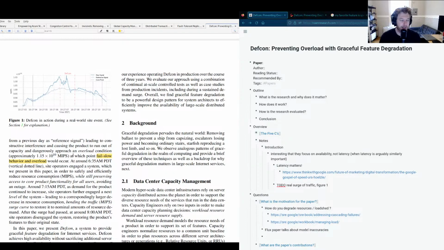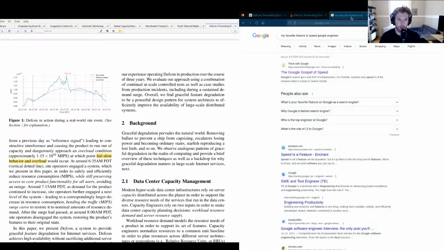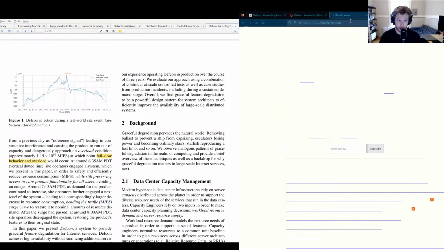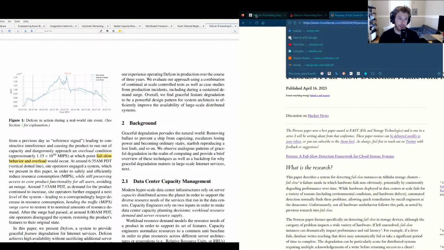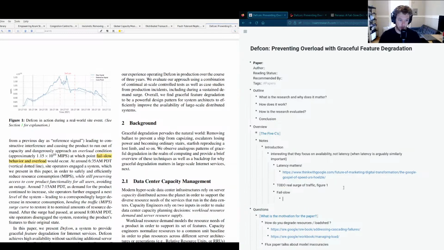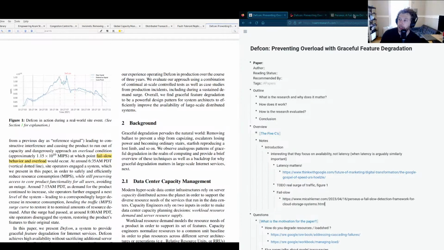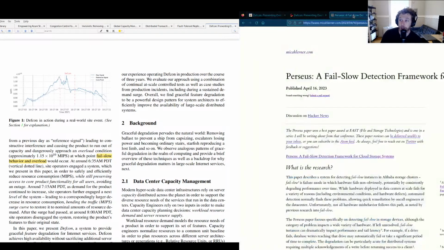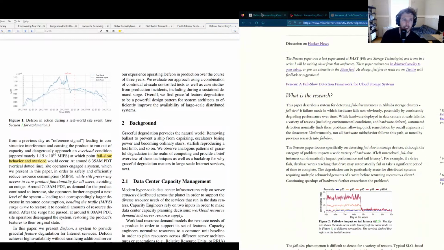I'm wondering if they're saying fail slow. So fail slow generally means that there is hardware that stops working, but in a non-obvious way. An example would be a previous paper review on microlearner.com around Perseus, which is a system for detecting fail slow conditions in storage, essentially.